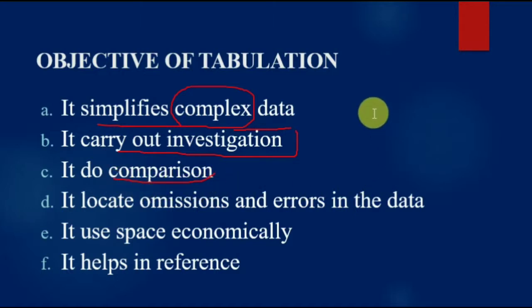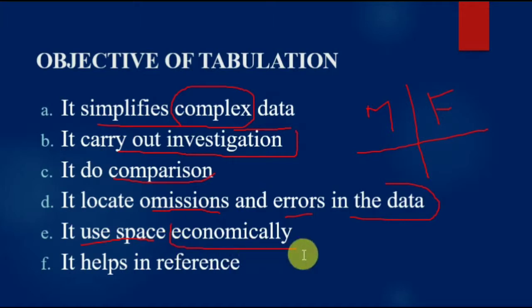For example, male and female. Males and females are there in a class, and as two different groups they score marks differently. Once we arrange male and female and their marks, we can make it very simple and compare the data just by seeing the table itself. Again, it helps to locate omissions and errors that occur in the data, and it uses space economically. When the data is arranged appropriately, it looks good, and we can make use of space economically. And finally, it helps in reference. These are the objectives behind tabulation.